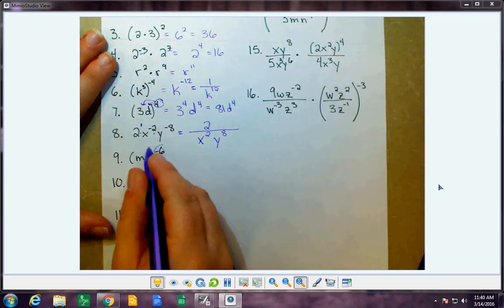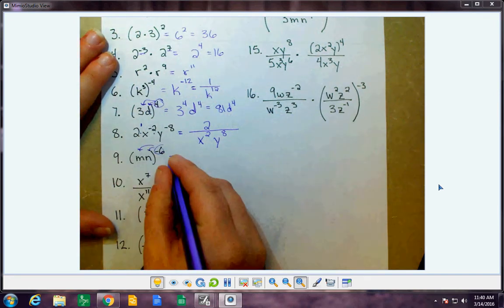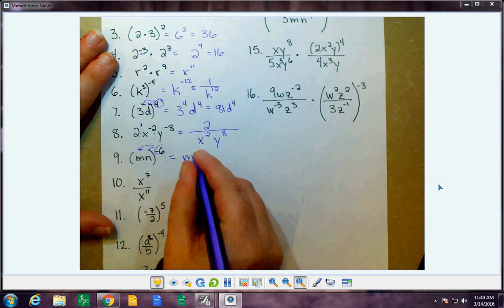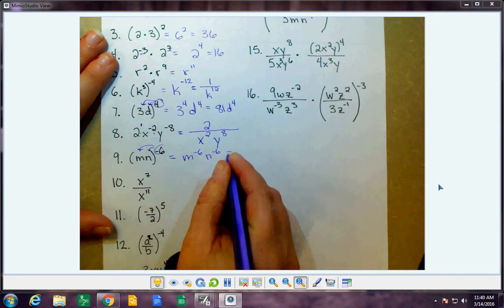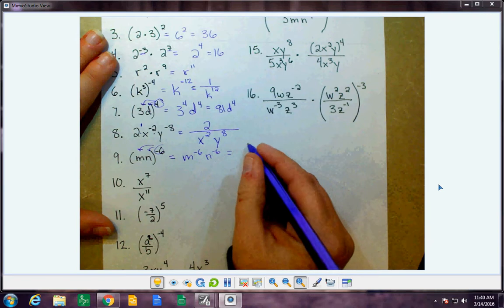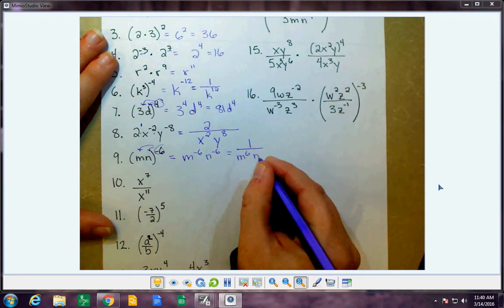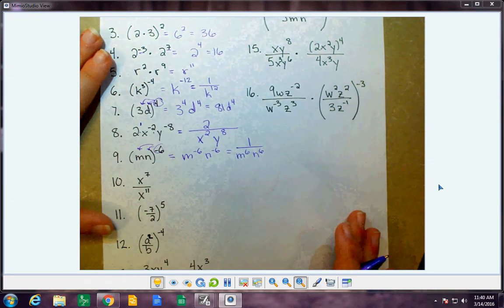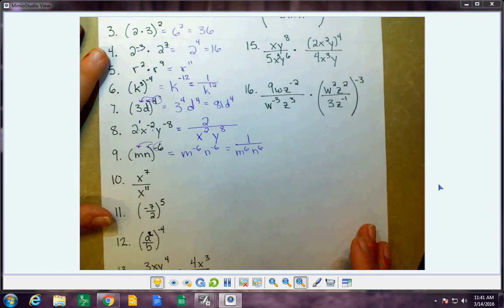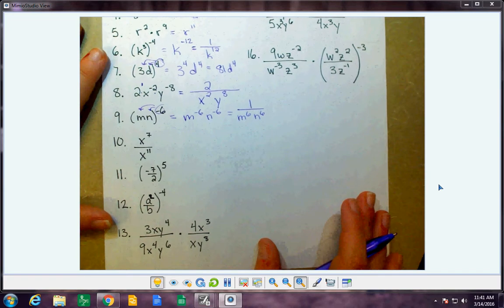Number 9, I distribute this exponent onto both numbers inside. So m to the -6 and n to the -6. Can't have negatives as a result, so I need to bring that down to become a positive and bring that one down to become a positive. So I don't have negatives in my final answer. And those are all unlike bases, so I can't simplify any further.